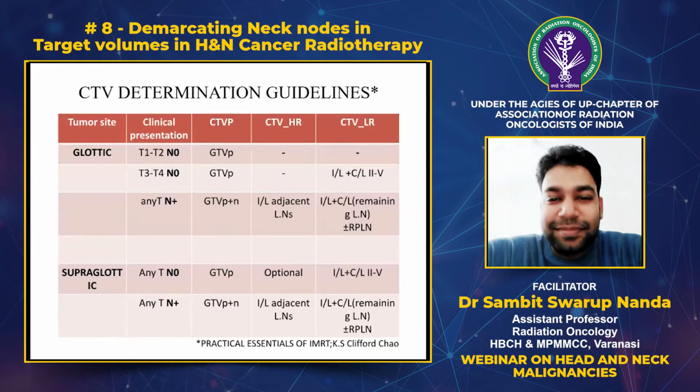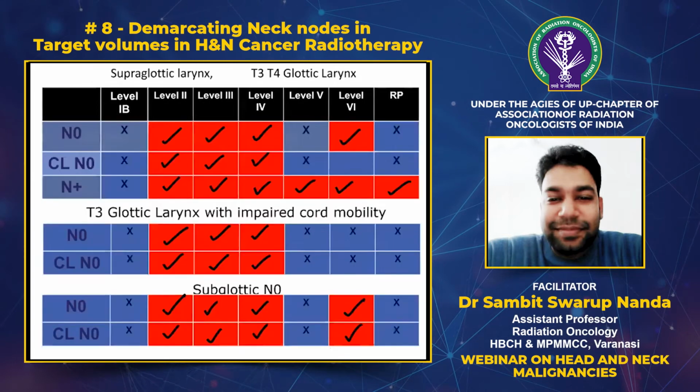As far as the retropharyngeal group of lymph nodes, only if the supraglottic disease is present, there is an N plus disease, and the N plus is at the level of level 2, then we have to take into account the retropharyngeal group of lymph nodes. Otherwise, it may not be taken. So this is a gross summary of the same: for N0 disease, level 2, 3, 4, that is bilaterally.